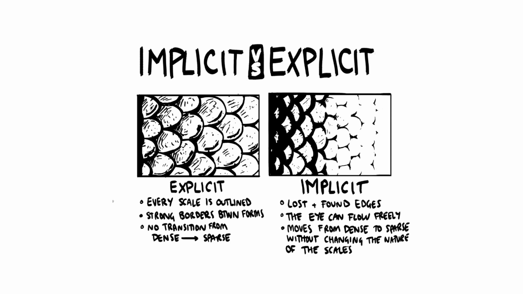One of them, this one, is drawn explicitly, and by that I mean every single scale is drawn specifically with a full outline, and you have clear ideas of where that scale begins and ends. This one, on the other hand, is implicit. The scales themselves are not drawn. What's being drawn are the shadows that they cast and the impact that they have on their surroundings.